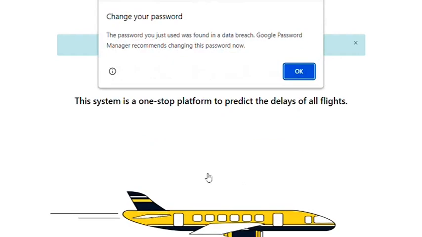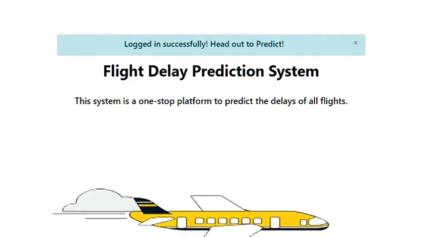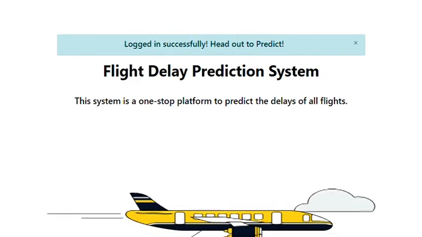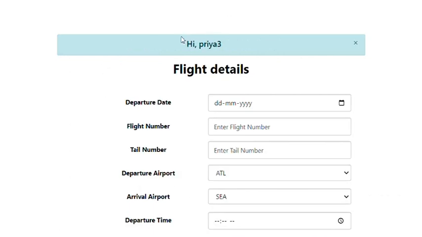Upon logging in, they are taken to our home page where there's a message saying logged in successfully, head out to predict. Now we have a page for prediction where there is a message with the hi and username, which is Priyatri, and the flight details are asked here.